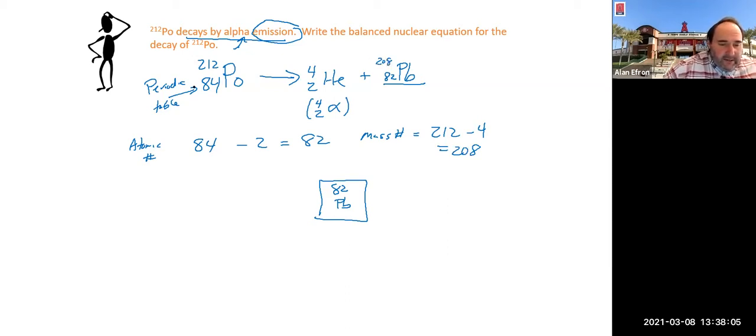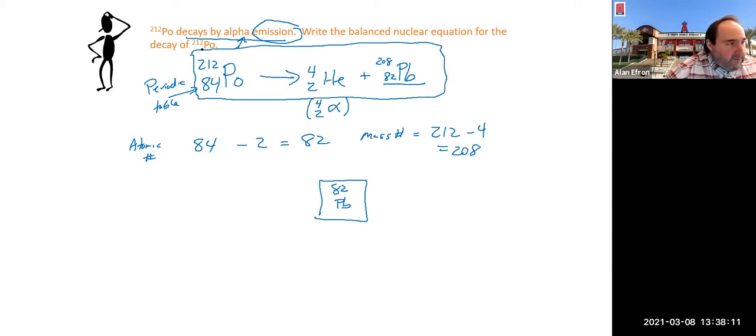And now we would have our balanced nuclear equation. Again, if we add up all the mass numbers on the left, 212, and all the mass numbers on the right, 212, all the atomic numbers on the left, 84, and all the atomic numbers on the right, 84. Any questions on where any of those numbers came from, or the process?